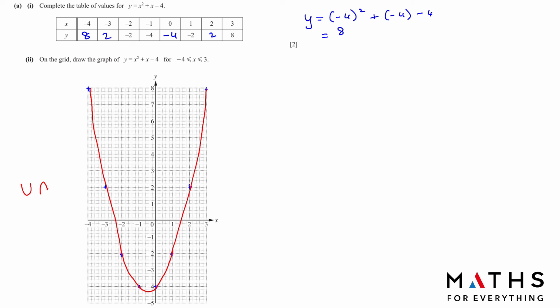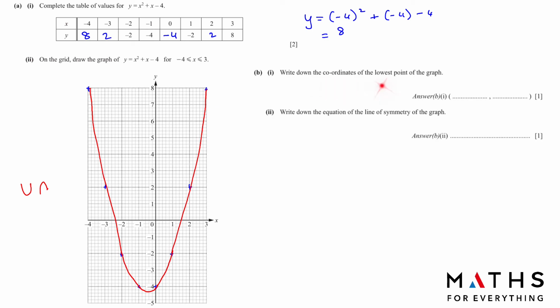Now moving on to part B. Write down the coordinates of the lowest point of the graph. This is our lowest point and it is between 0 and -1. So your x coordinate is -0.5 and your y is -4.2. Your x has to be -0.5. Your y can be between -4.5 to -4.